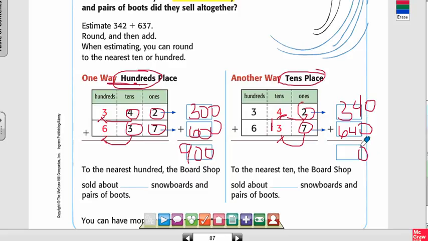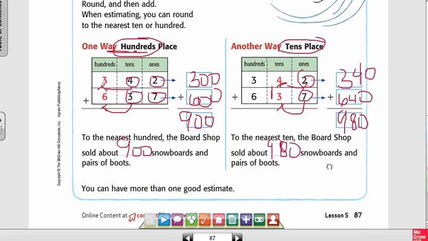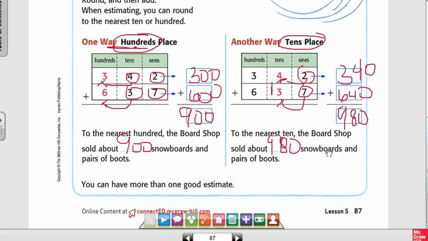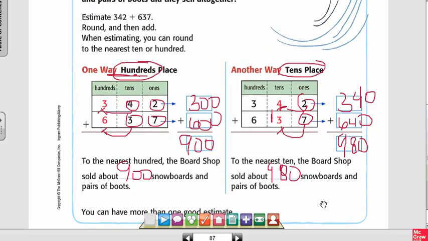So now I could add. 0 plus 0 is 0. What's 4 plus 4? 8. And then 3 plus 6 is 9. So to the nearest hundreds, the board shop sold about 900 snowboards and boots. To the nearest 10, the board shop sold 908. Now, you can have more than one good estimate, so both answers are okay.